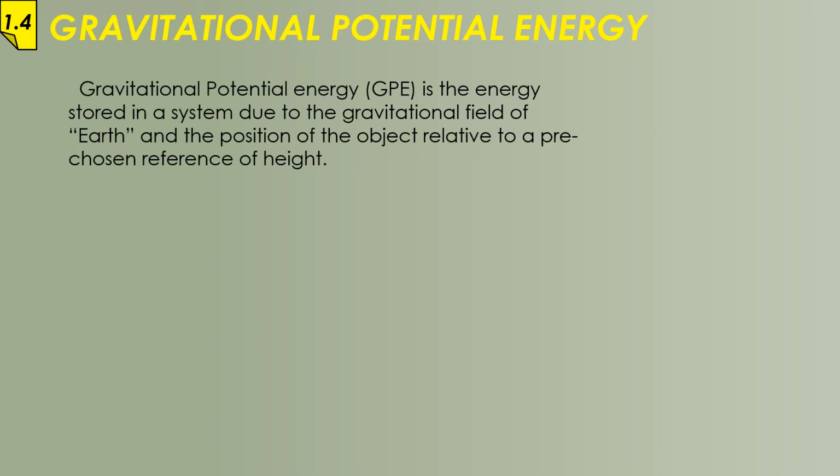Now, the second part that we need to know before we move to mechanical energy is the gravitational potential energy. Here it's important to mention that when we say potential, it is anything which is stored within a system, within an object, and this object is capable of doing something due to that energy. Gravitational potential energy is the energy stored in the system due to the gravitational field of Earth in particular, and the position of that object with respect to Earth, or a reference that we choose.